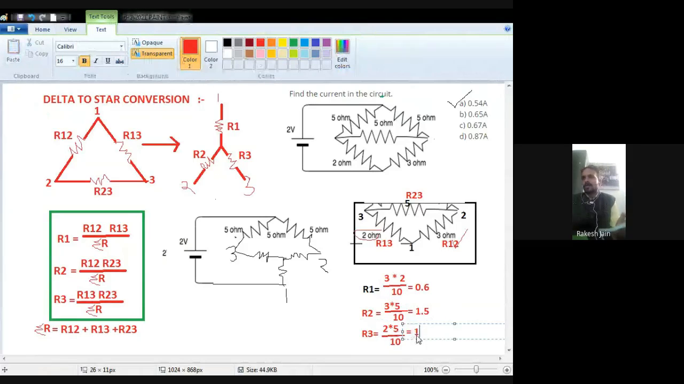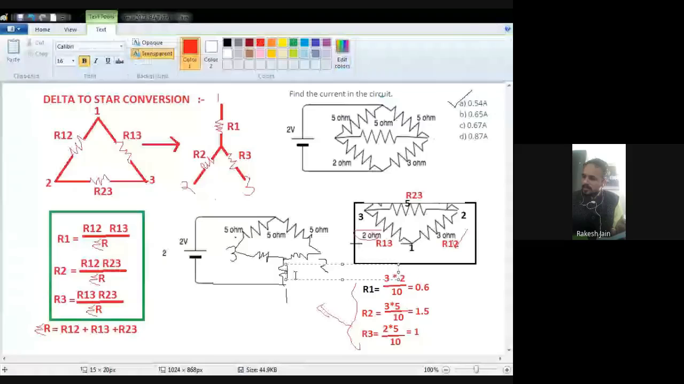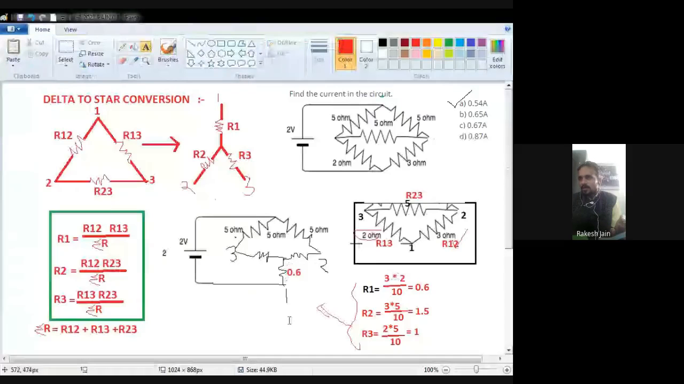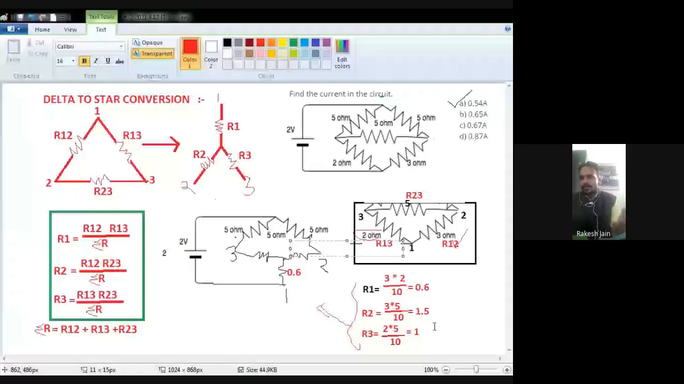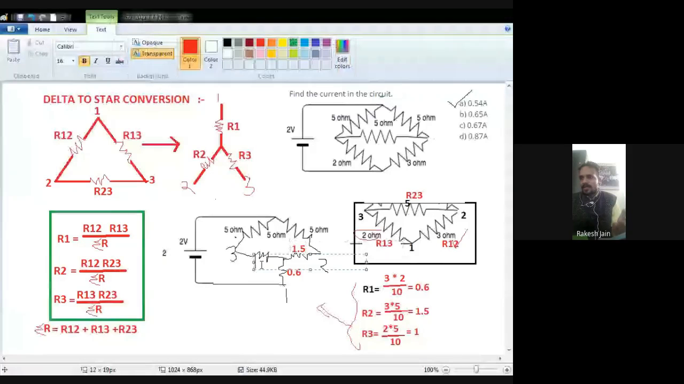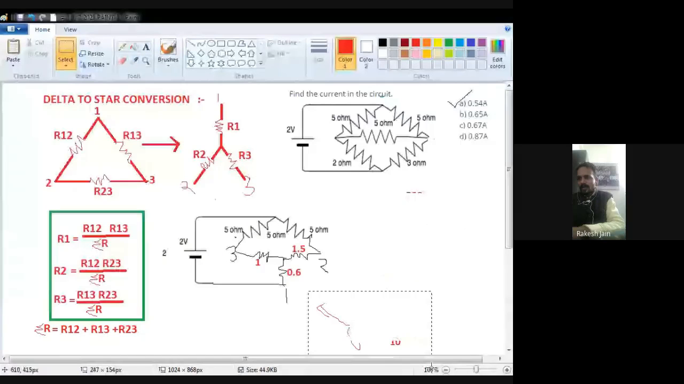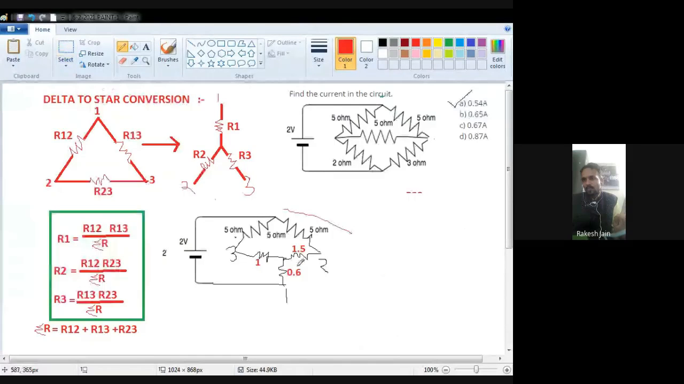Now all these three resistances are different. Now see the question. R1 is equal to, what will be your star connection answer? R12. R12 is what? 3 ohm. That will be multiplied by R13. What is your R13? R13 is 2 ohm. So 3 multiplied by 2 divided by the summation of R, that is the sum of these three, 5 plus 2 plus 3, definitely it will be 10. So what is the answer of this? 6 divided by 10, that is 0.6 ohm. Yes.